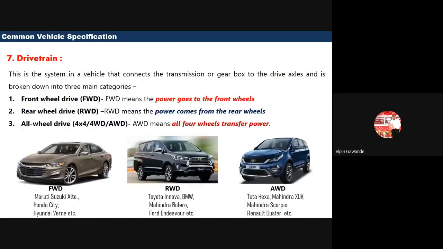Drive train. If the car is driven by the front wheels, it is called front wheel drive. If it is driven by the rear, the backside wheels, it is called rear wheel drive. And if all four wheels are responsible for driving the car, it is called all wheel drive or 4x4 wheel drive. These are the three types of drivetrain mentioned on our specification.